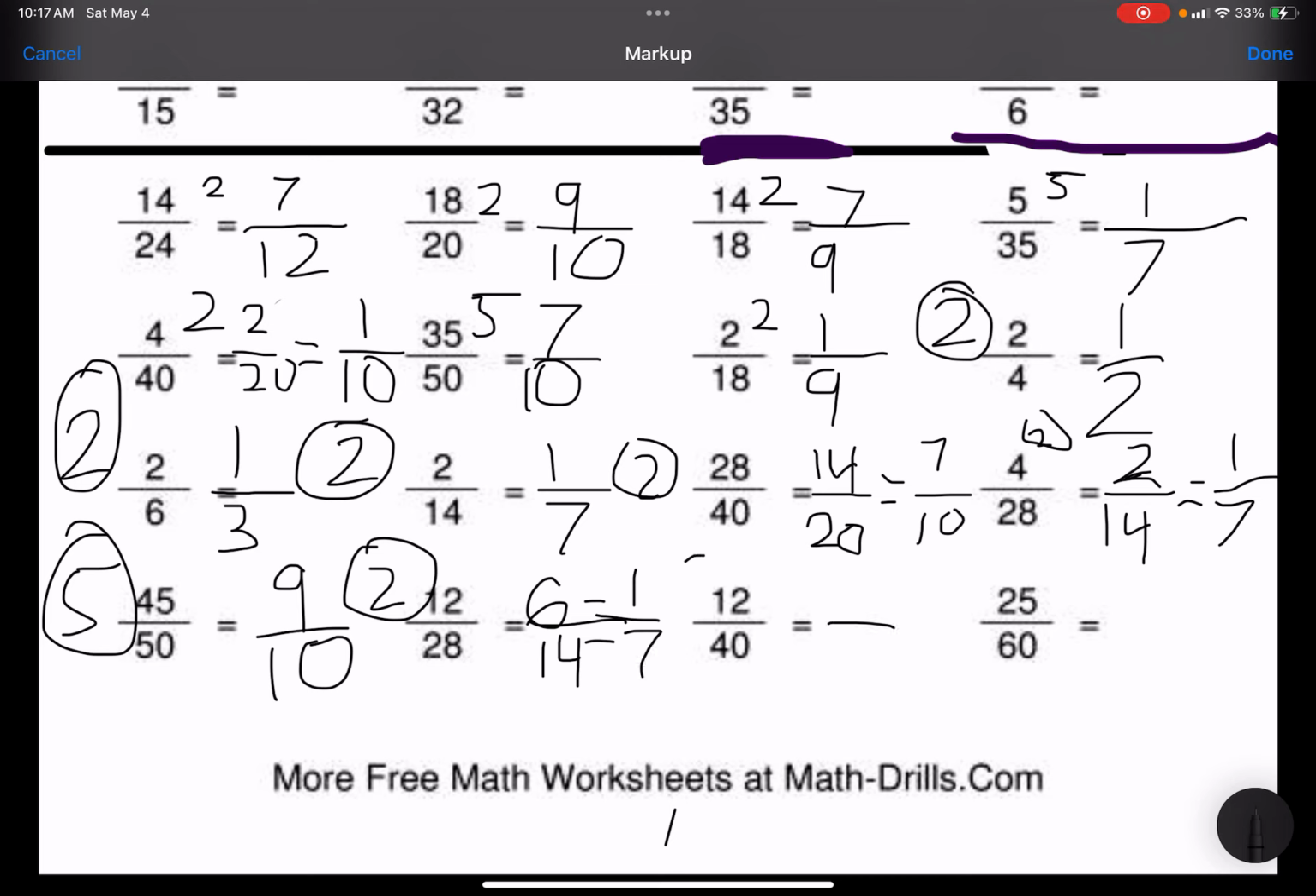And once again, we're going to do 2 times. And we're going to be doing this by 6 over 20. And we're going to be simplifying that answer to 3, 10.